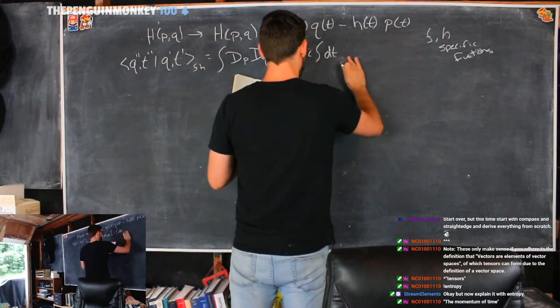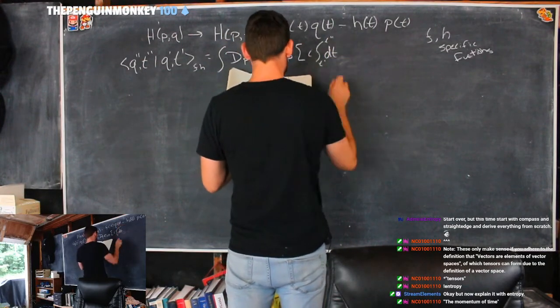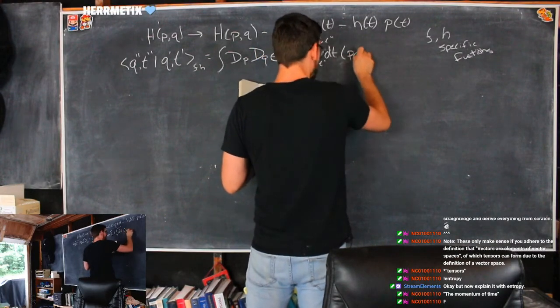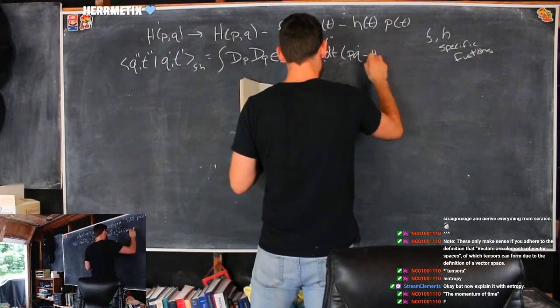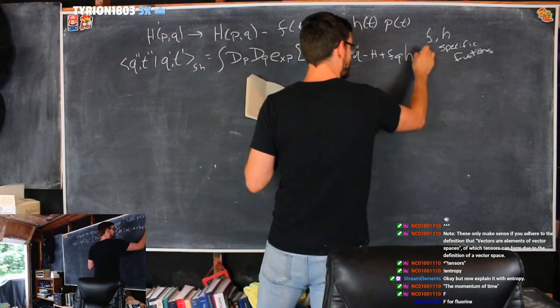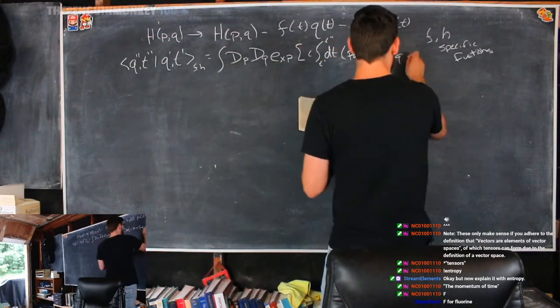And this is going to be t prime and t double prime, and dt, and p q dot minus h plus f q and h q, or h p, excuse me, plus f q and h p.